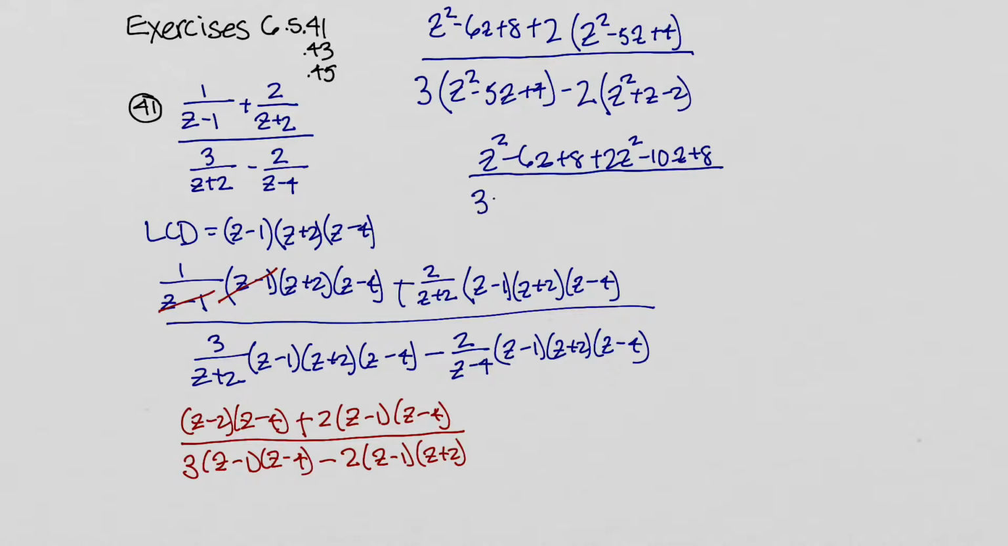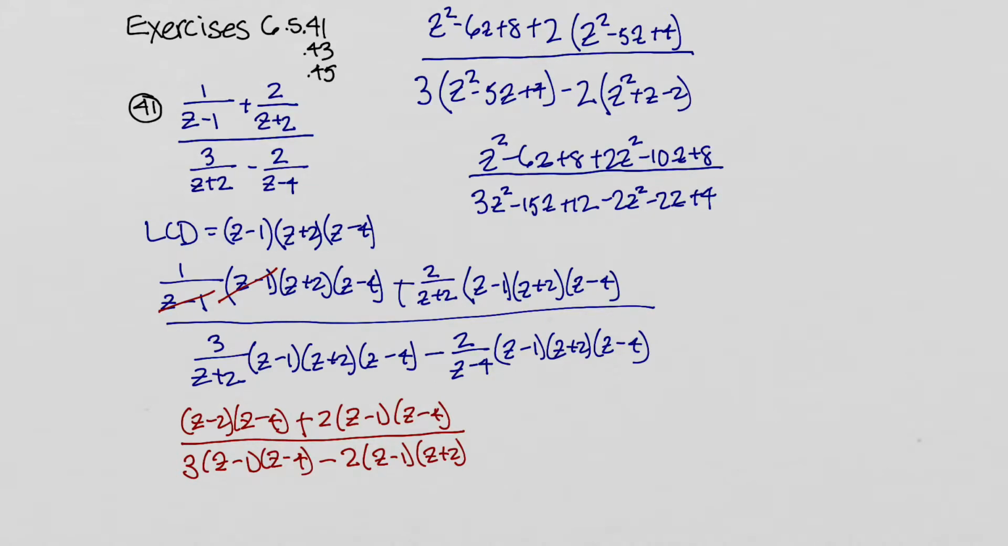We'll get 3z squared minus 15z plus 12. And over here, we'll take the negative 2 through. So we'll get minus 2z squared minus 2z, and then negative 2 times negative 2 is going to be a plus 4. So let's combine these terms on the top.